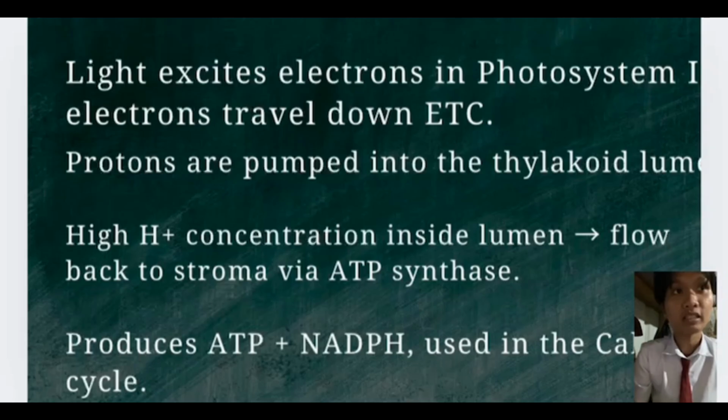Light excites electrons in photosystem 1. The electrons travel down the ETC. Protons are pumped into the thylakoid lumen. The high proton concentration inside the lumen flows back to the stroma via ATP synthase.